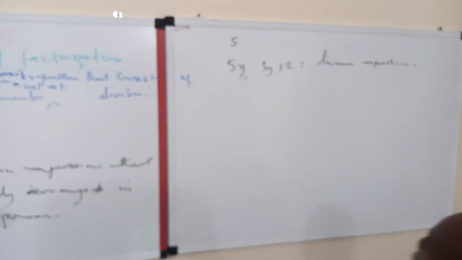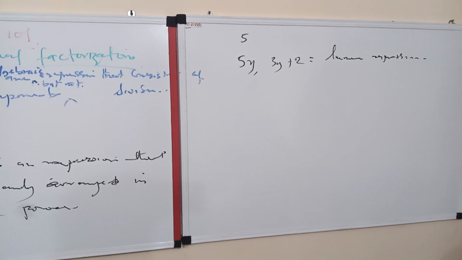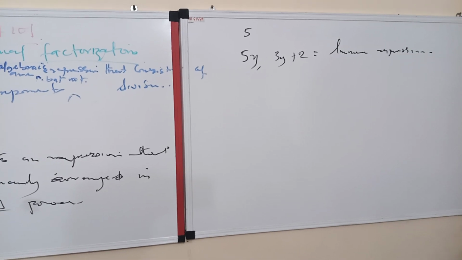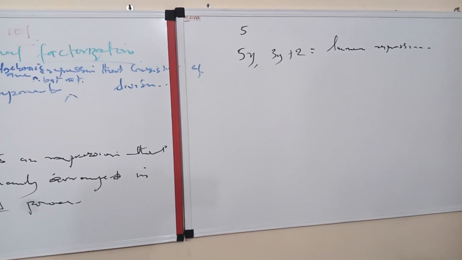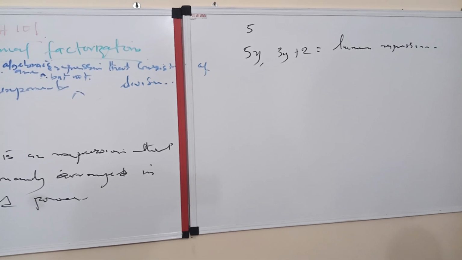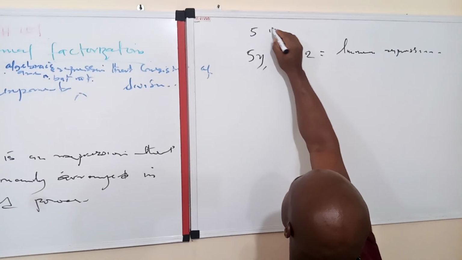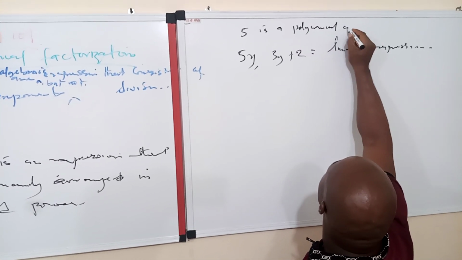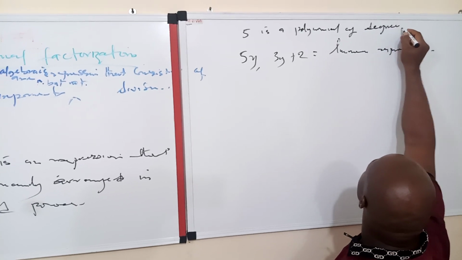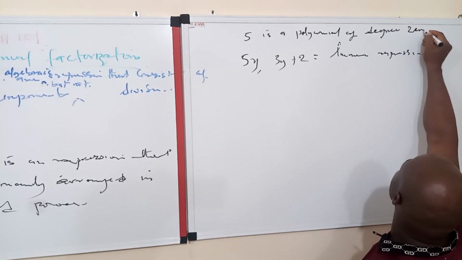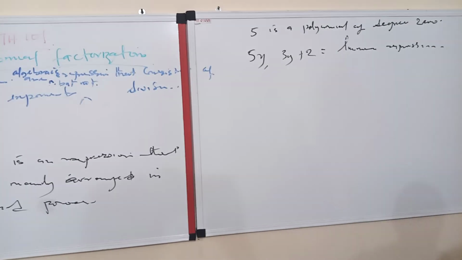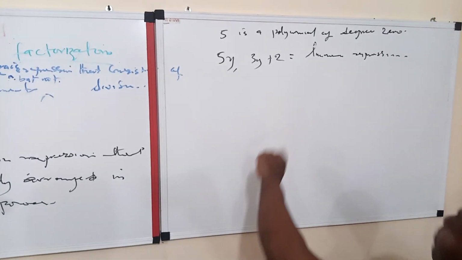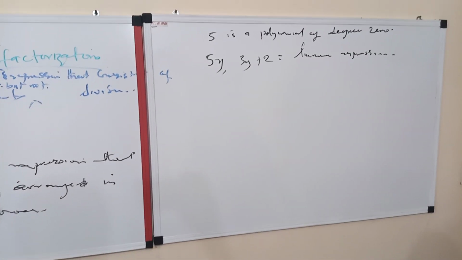Now, sometimes a polynomial can also be just a constant. In that case, we assume that the power of the variable is 0. So the degree of that polynomial is degree 0. This is a polynomial of degree 0. Now, what do we mean by degree? Degree is the highest power of the polynomial.